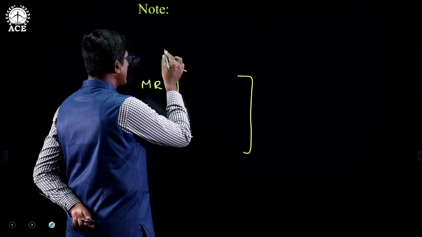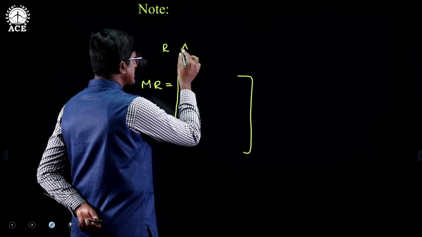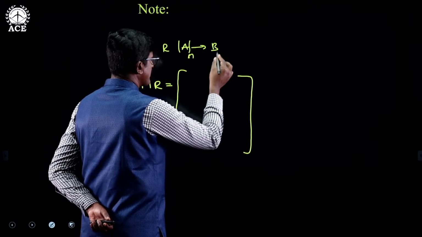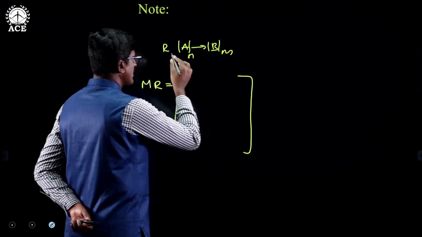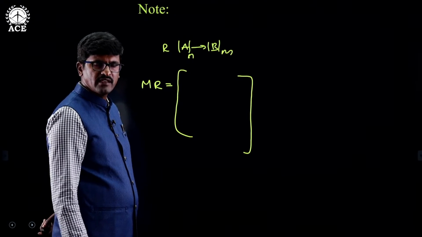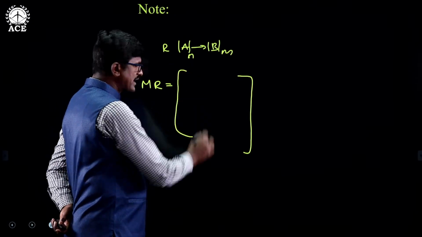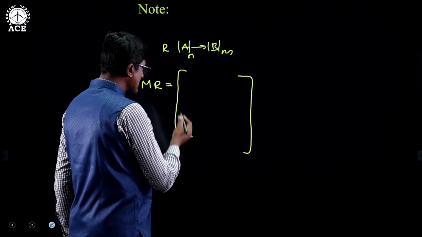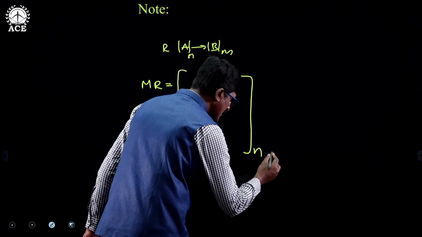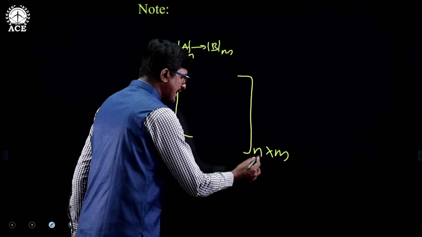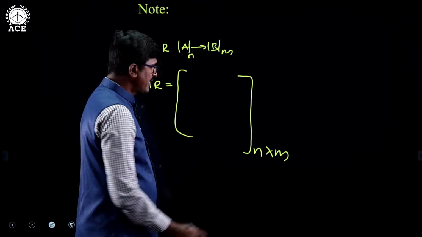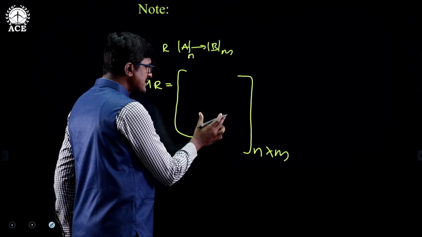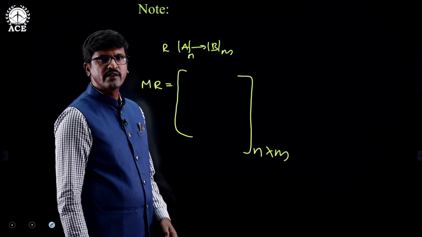For example, if you take a relation R from set A to set B, where the cardinality of A is N and the cardinality of B is M, so set A consists of N elements and set B consists of M elements, then the matrix representation is an N cross M matrix, where N denotes the number of elements in set A and M denotes the number of elements in set B. The elements in this matrix are zeros and ones.